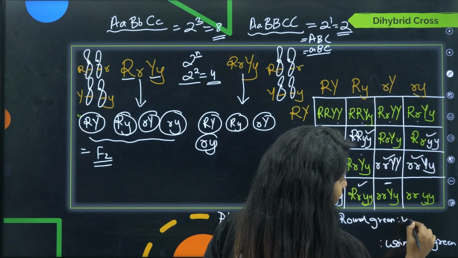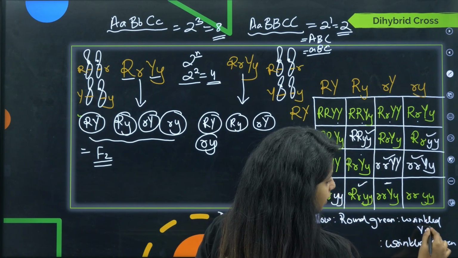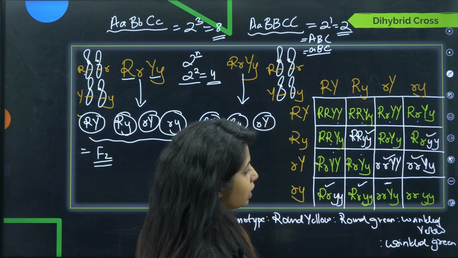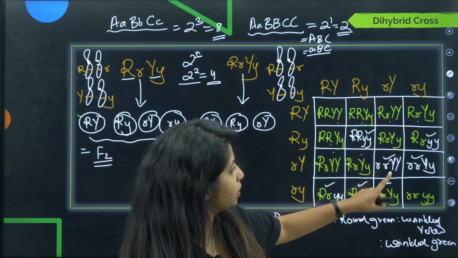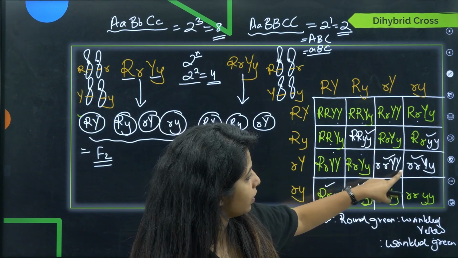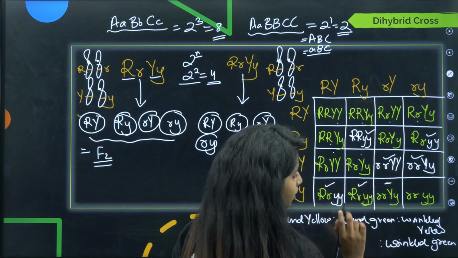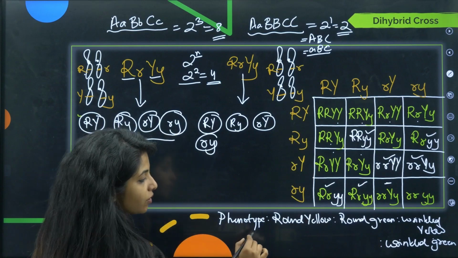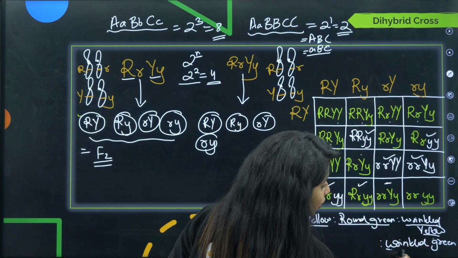Then I can make the new combo, that is wrinkled. Wrinkled was always green. So now let's make it yellow. Wrinkled and yellow. Let's see. Small r, and big Y. Small r, big Y. Small r, big Y. Small r, big Y. How many of them? 3 of them. So basically this is the phenotype. You got round yellow, you got round green, you got wrinkled yellow, you got wrinkled green.